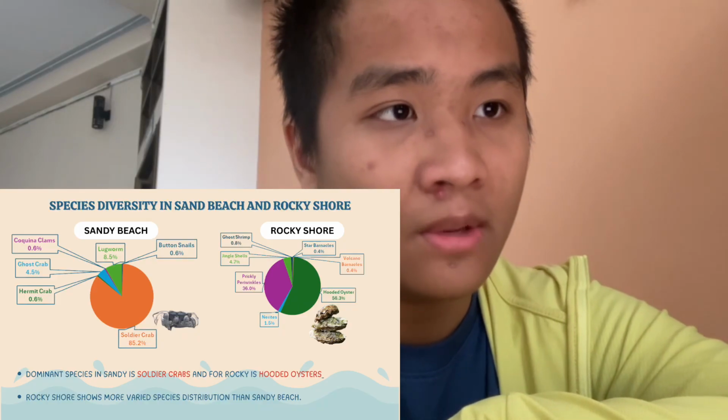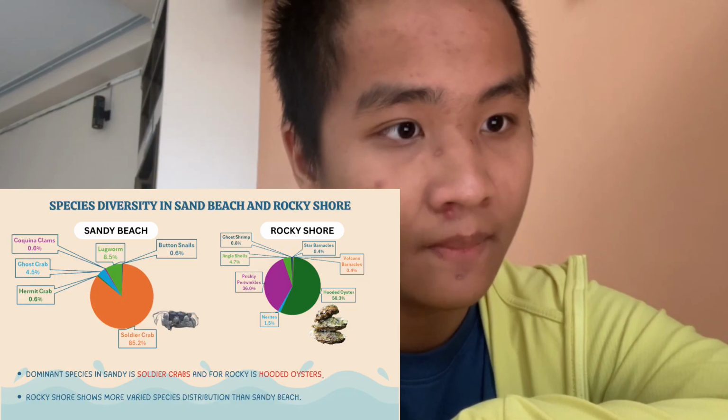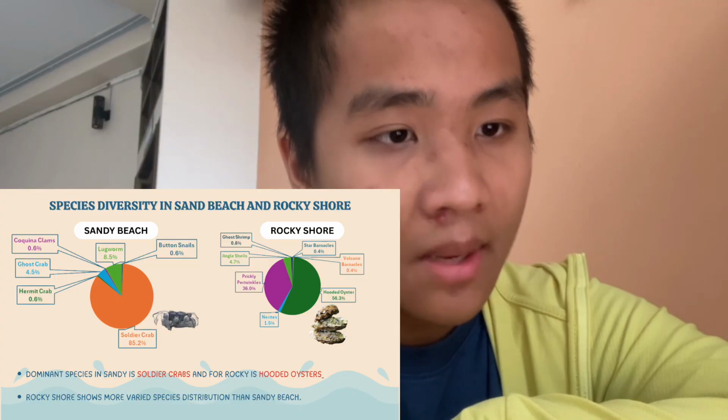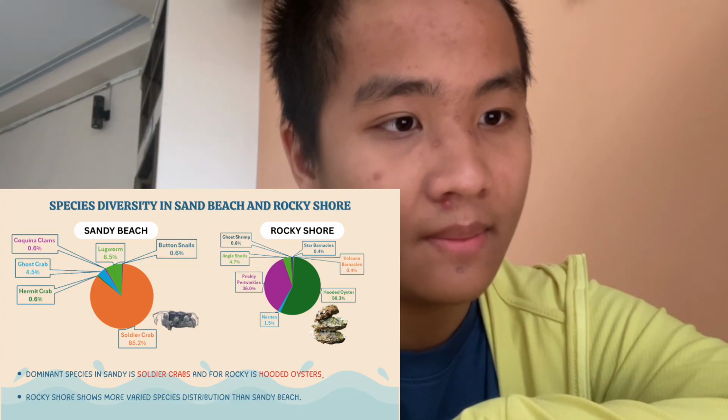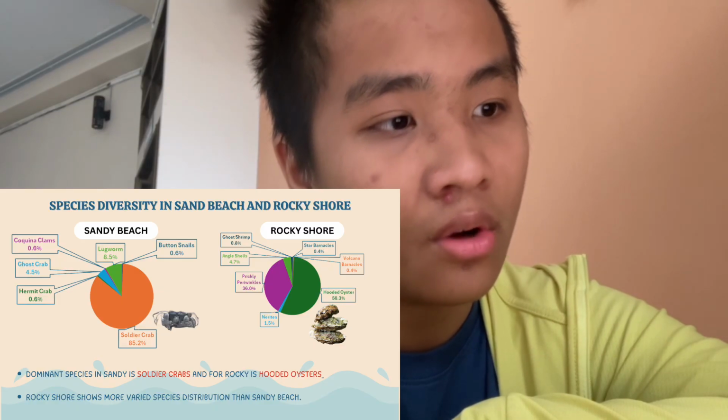Although hotter, rocky beaches have micro-refuges or shelters such as tide pools and crevices. The complex structure of rocks allows for a diverse range of life forms to survive these temperature fluctuations. Species diversity between the sandy beach and the rocky shore obviously differs. For the sandy beach, the absolutely dominant species are soldier crabs, and for the rocky shores, they're hooded oysters.